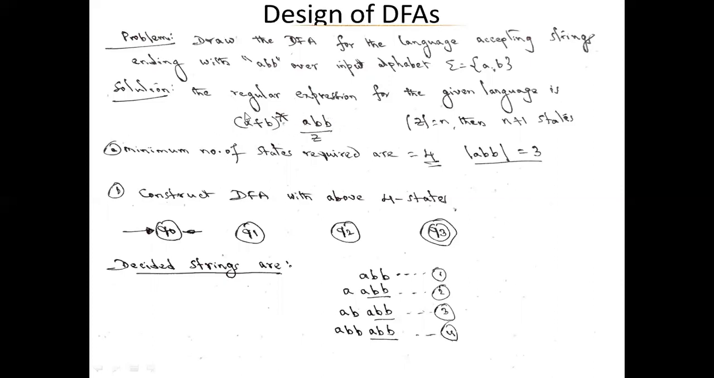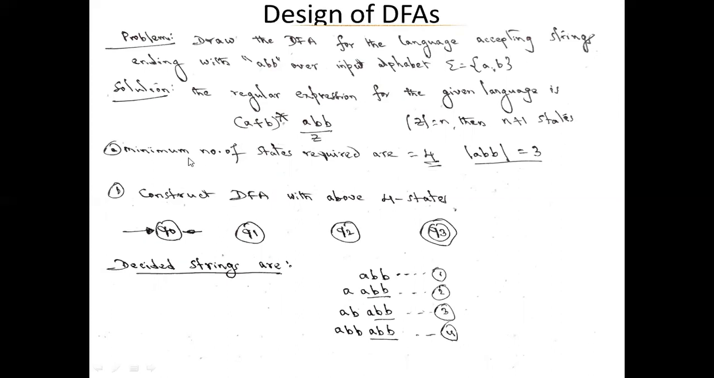or a group of strings with size 2, with length 3, with length 4. But finally, all these strings must end with ABB. So this is the regular expression syntax. Then what is Z here? Z is ABB. What is the size of Z? 3. If the size of Z is n, then how many states are required? n plus 1. So 3 means 3 plus 1, that is 4 states are required.